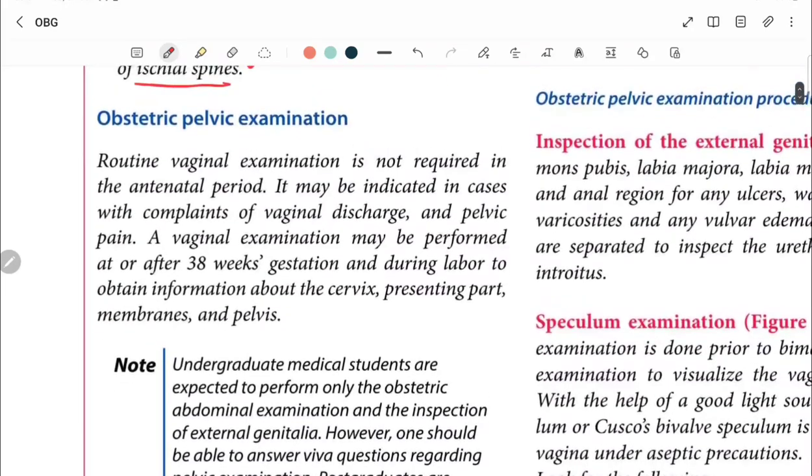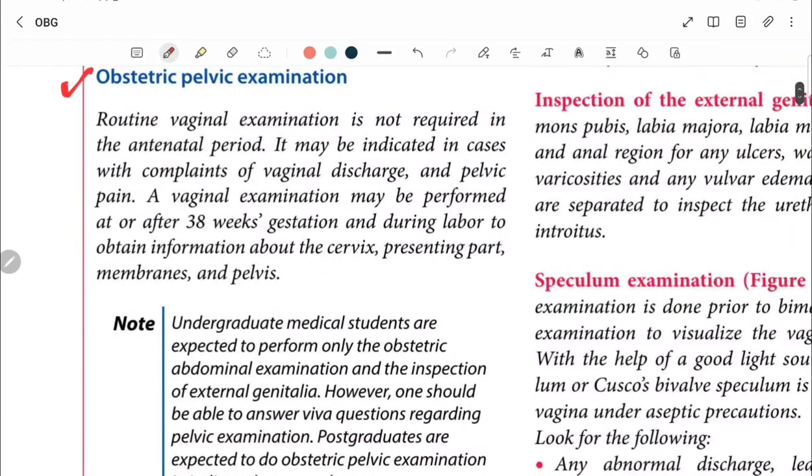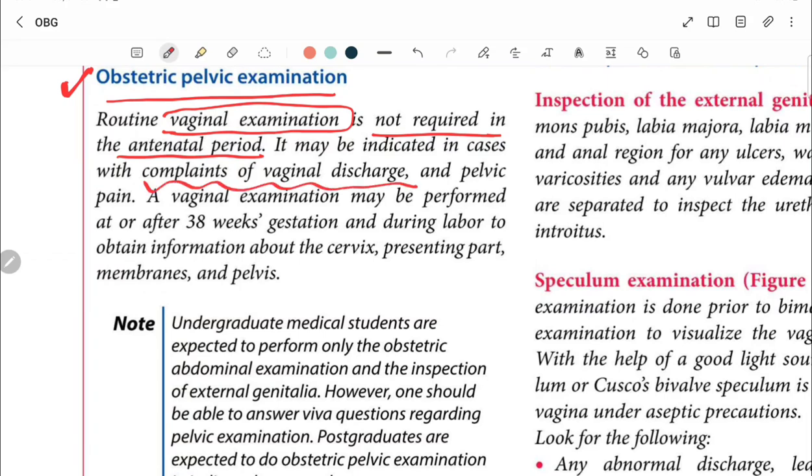Now next, moving on to the obstetric pelvic examination. In obstetric pelvic examination, a routine vaginal examination is not required in any antenatal period, guys. It may be indicated only in cases with complaints of vaginal discharge and pelvic pain. A vaginal examination may be performed at or after 38 weeks of gestation and during labor to obtain information about the cervix, the presenting part, the membranes, as well as the pelvis.